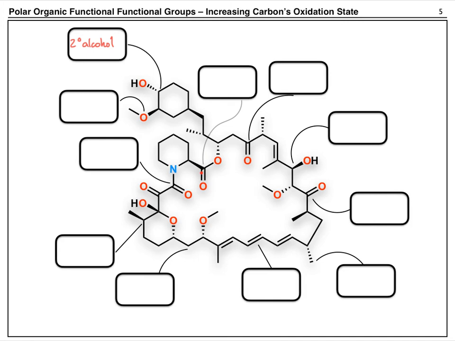This box is pointing to this carbon. We have 1, 2, 3 bonds to heteroatoms, so we're at oxidation state 3. We do a little bit more examining. We see that the bond from oxygen to here is carbon, so this collection of atoms would be classified as an ester.